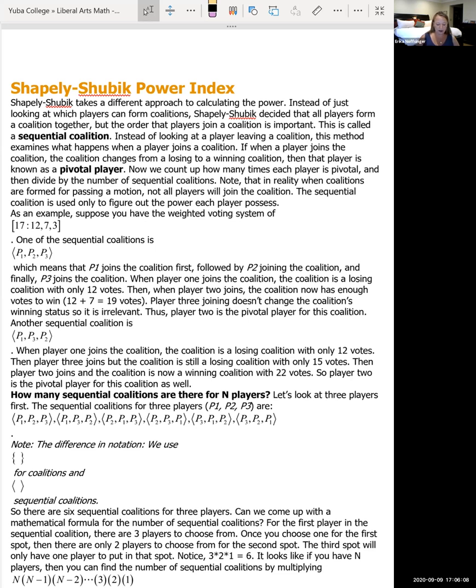I'm just going to read through this, which is on your screen, and talk through it at the same time. Shapley-Shubik takes a different approach to calculating power. Instead of just looking at which players can form a coalition, Shapley-Shubik decided that all players form a coalition together. The order in which players join a coalition is important. This is called a sequential coalition.